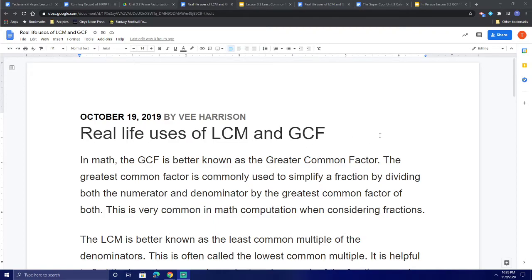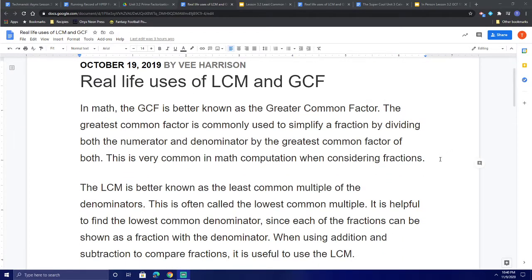For our closure today, we are going to read the article Real-Life Uses of LCM and GCF. In math, the GCF is better known as the greatest common factor. The greatest common factor is commonly used to simplify a fraction by dividing both the numerator and the denominator by the greatest common factor of both. This is very common in math computation when considering fractions.